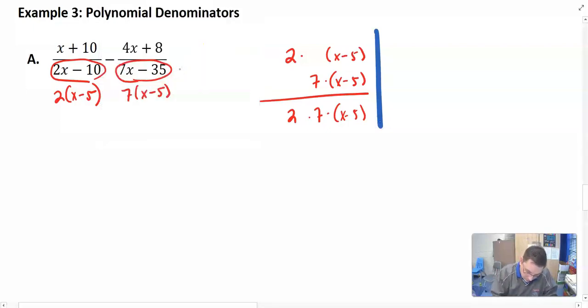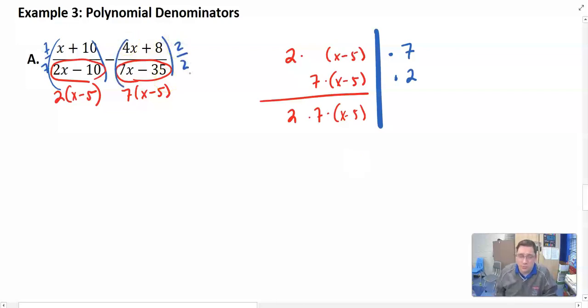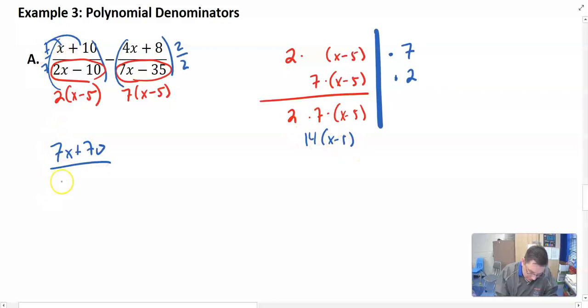And so this has the 2 and has the x minus 5. It's missing what? The 7. And this line has the 7 and it has the x minus 5, so it's missing what? The 2. So this fraction, top and bottom, numerator and denominator, will get multiplied by 7. This fraction, numerator and denominator, will get multiplied by 2. And so when we do that, what we're going to get, distributing this in, 7x plus 70 over 2 times 7 is 14, so we can simplify that a little bit, 14 times x minus 5, minus multiplying 2 to both of those.